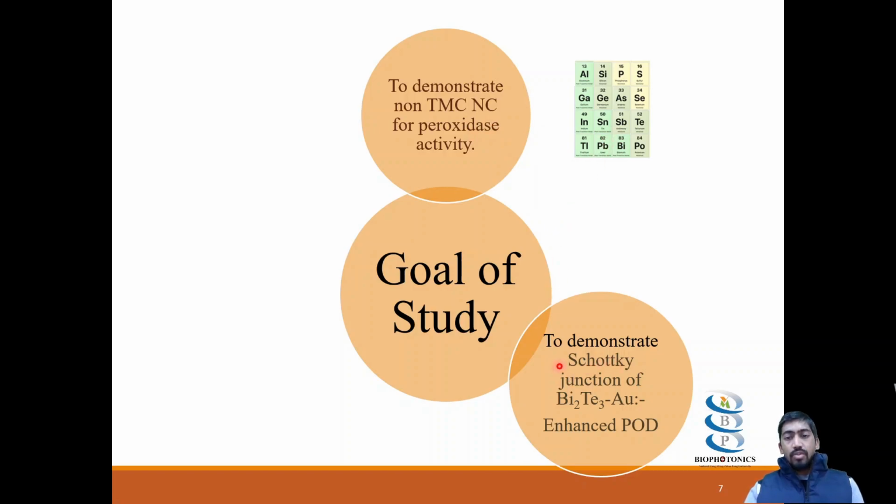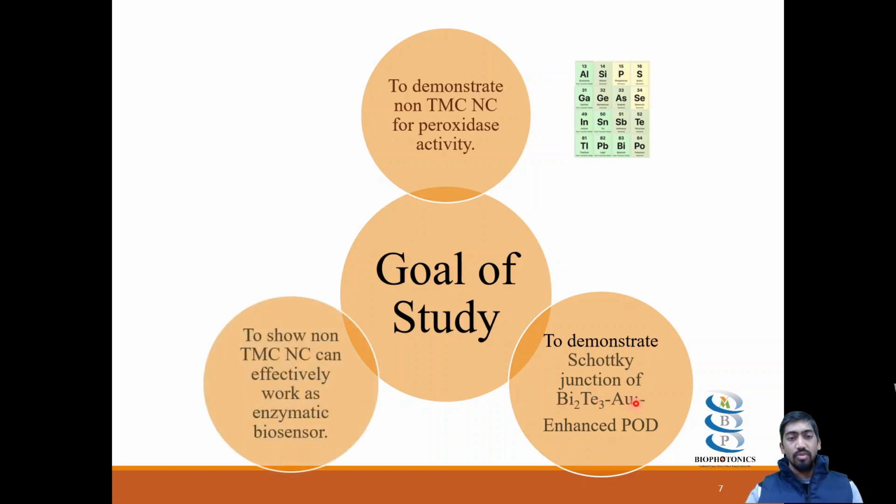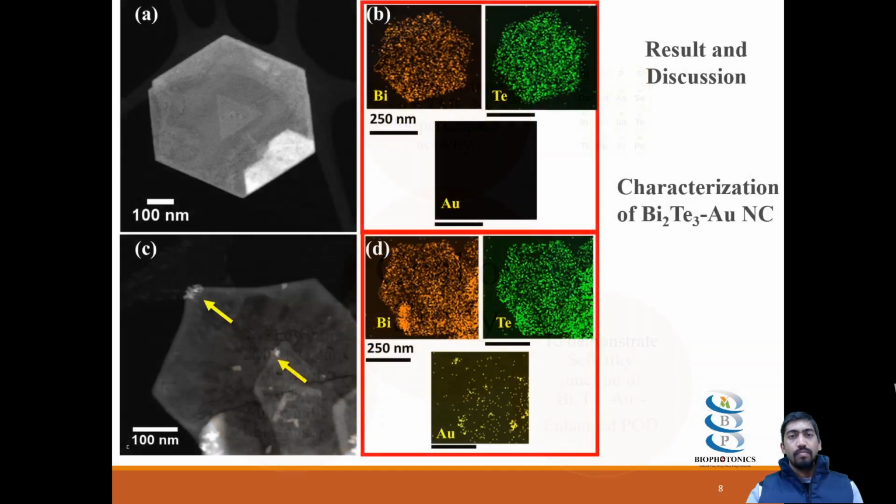activity. So the second goal of my study was to demonstrate that this enhancement of the peroxidase activity is due to the formation of the Schottky junctions on this bismuth telluride gold nanocomposite. And the third goal of my study was to show that these non-transition chalcogenides can also be effectively used as enzymatic biosensors to detect H2O2 or glucose.